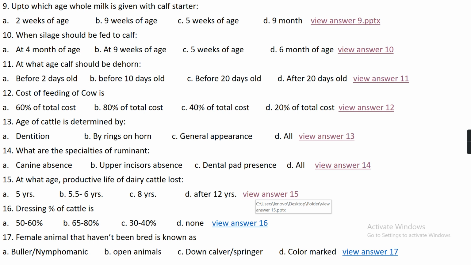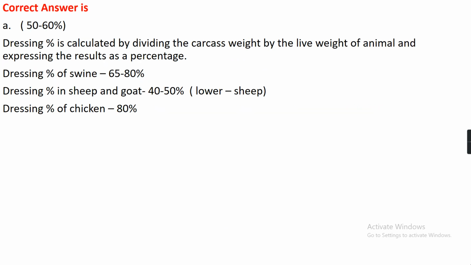Question number 16. Grazing percentage of cattle is option A 50 to 60%, option B 65 to 80%, option C 30 to 40%, or option D none. The right answer is 50 to 60%.